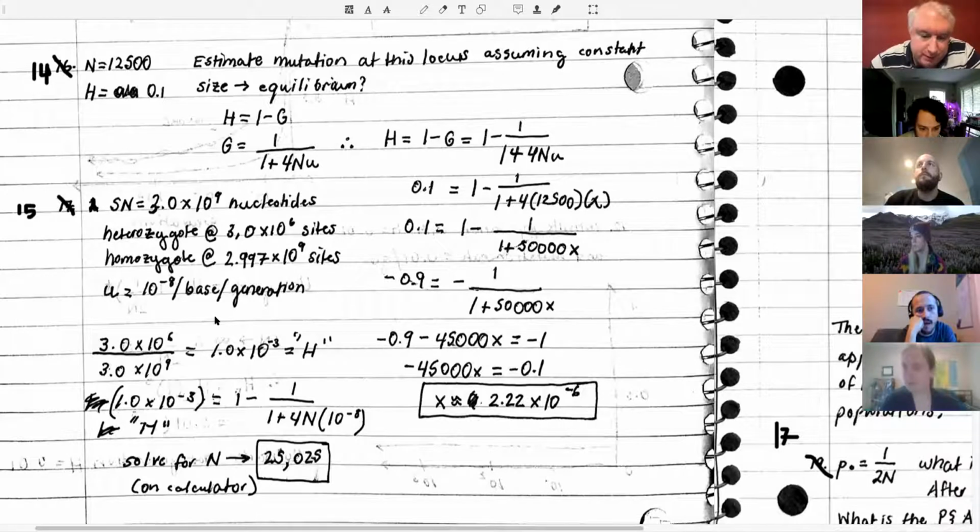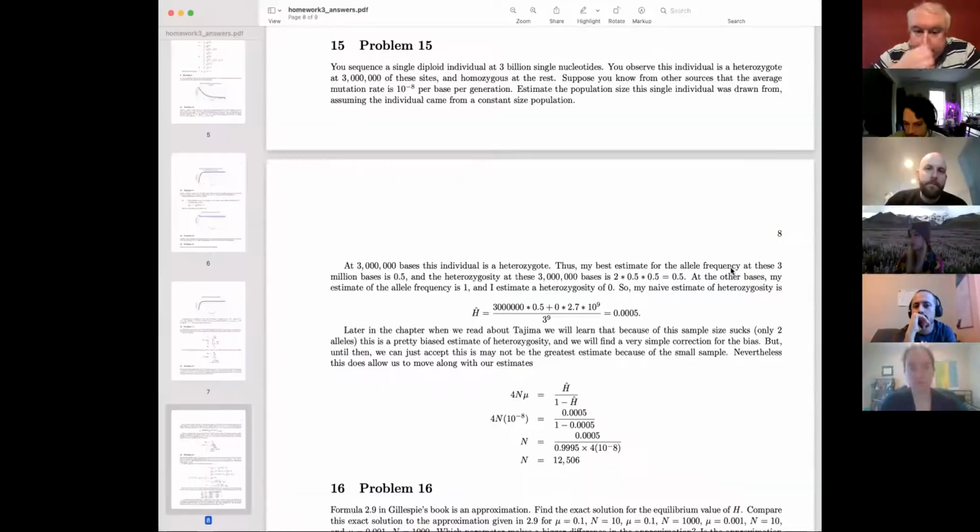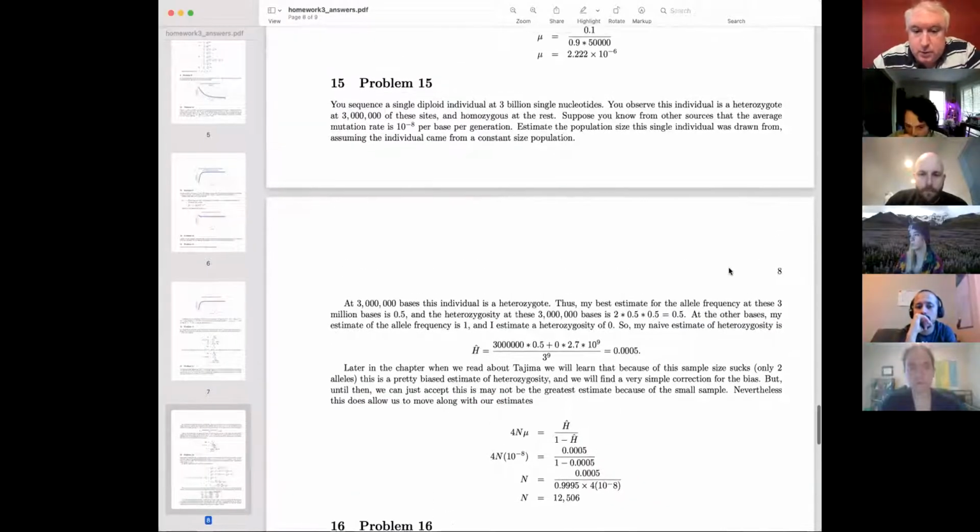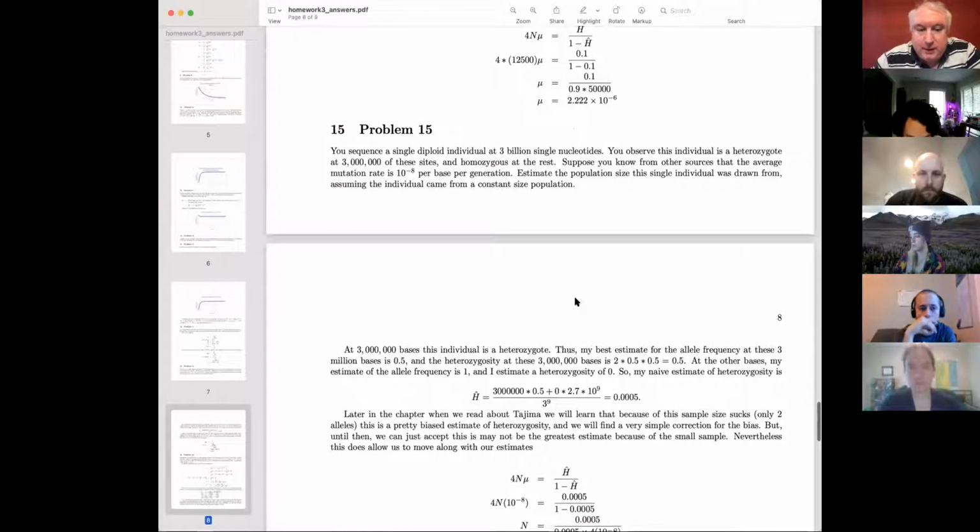So I'll show you my screen just to roll that out a little more. Where is it? There we go. Share my screen. There we go. So what I say is 3 million bases, this individual is a heterozygote. My best estimate for the allele frequency at these 3 million bases is a half. So heterozygosity at these 3 million bases is 2 times a half times a half, which is a half.